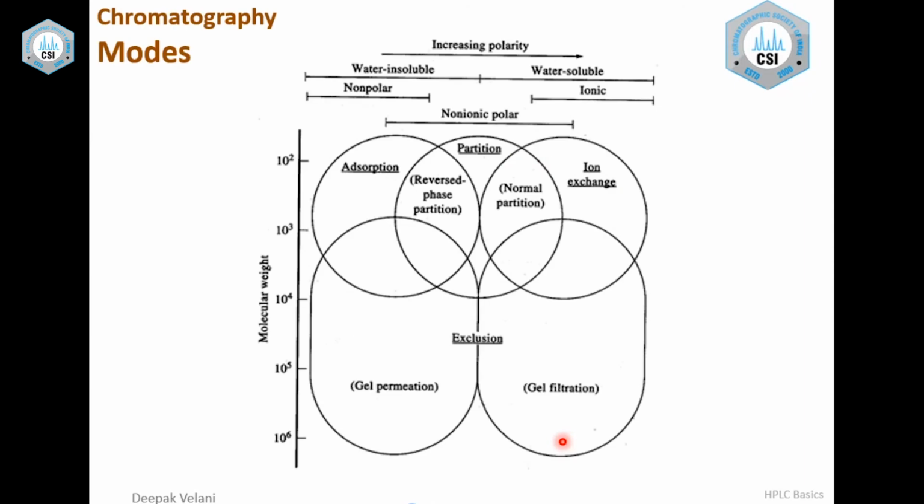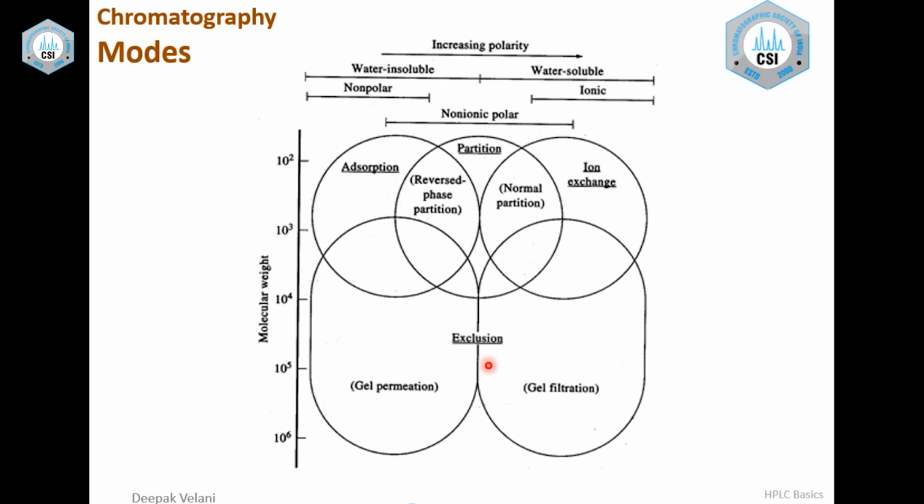And this is a graphic which can explain it very well. On the y-axis is the molecular weight, and on the x-axis is the polarity. On the left side is the non-polar and the right side is the polar. Then we can also show the solubility part, the water insoluble part on the left side and water soluble part on the right side, and non-ionic polar, which is an in-between group. So non-polar, non-ionic polar, and ionic polar. So this is how it happens.